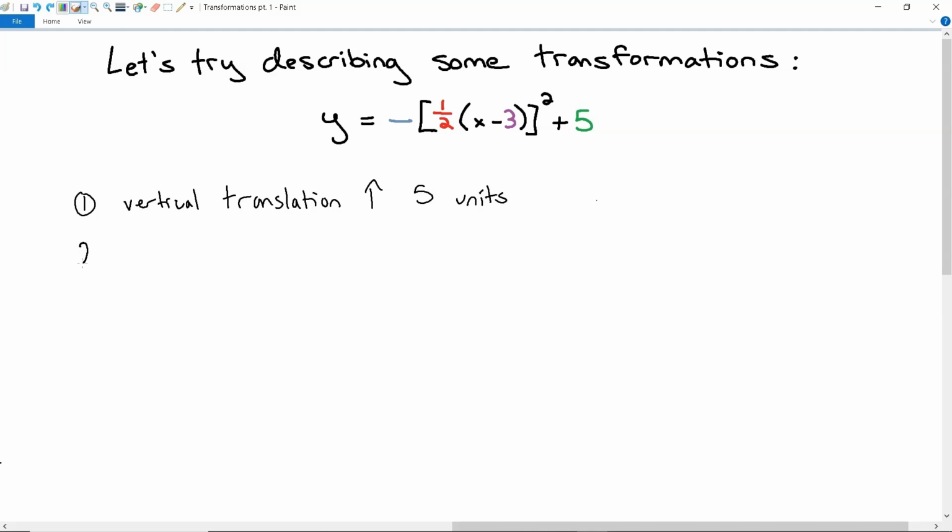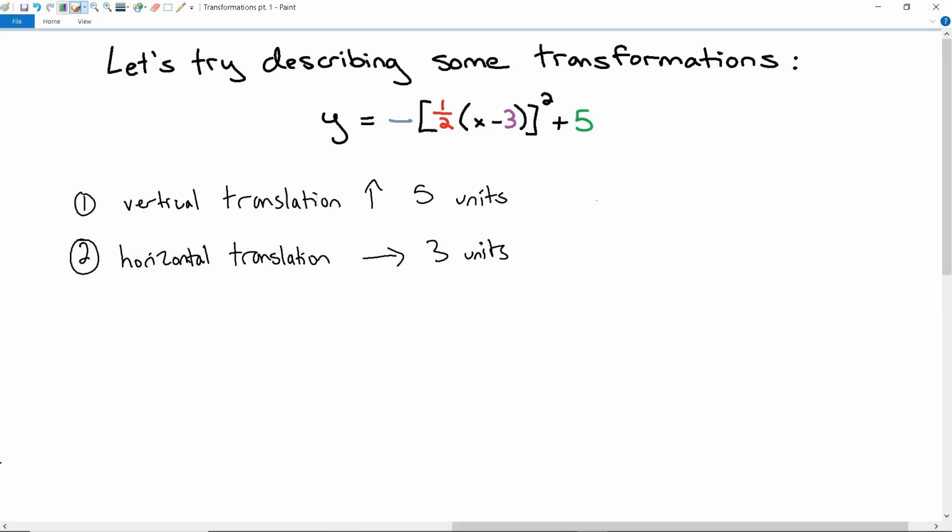And even though it's a negative number, I know that it's kind of following a different rule because it's a value inside the brackets. So this would be a horizontal translation right 3 units.